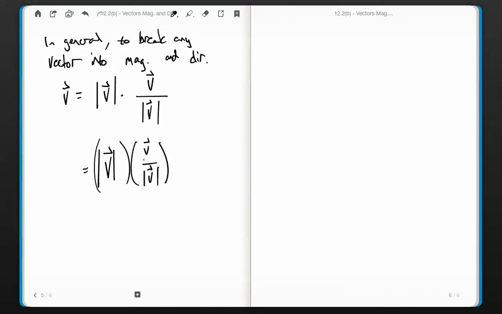Okay, I think we should do just one application, a simple application problem of vectors and using these unit vectors. So, application of unit vectors.